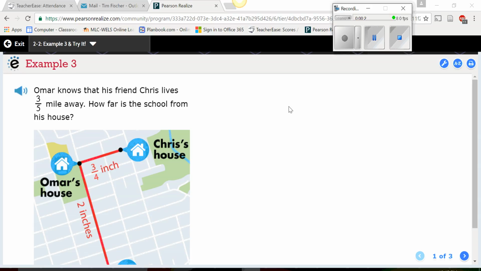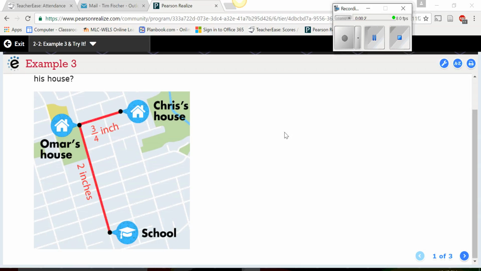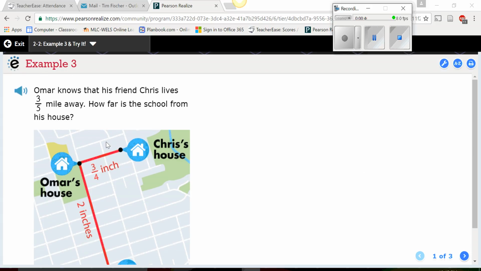It says Omar knows that his friend Chris lives 3/5 a mile away. How far is the school from his house? So we have a diagram here that's going to help us as we look at this map and we see a scale of distance of 2 inches and 3/4 of an inch. And so we're going to see how that scale of the map is going to relate to this 3/5 of a mile.